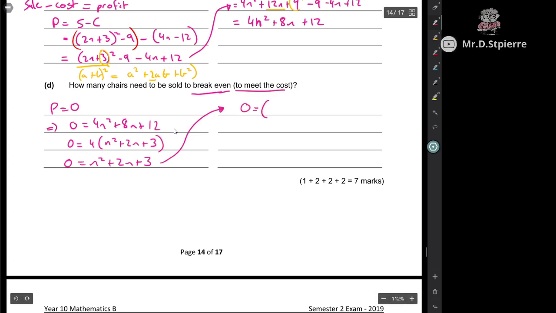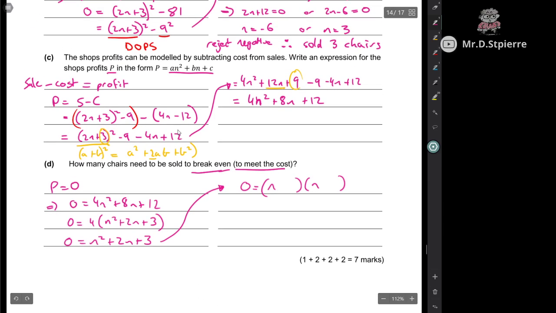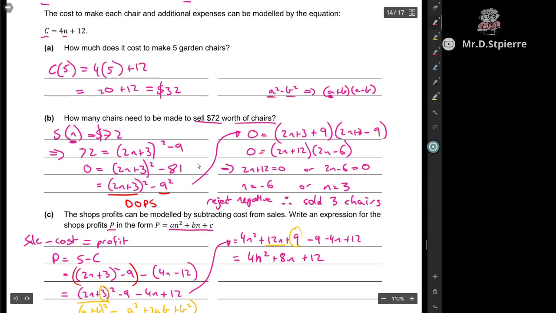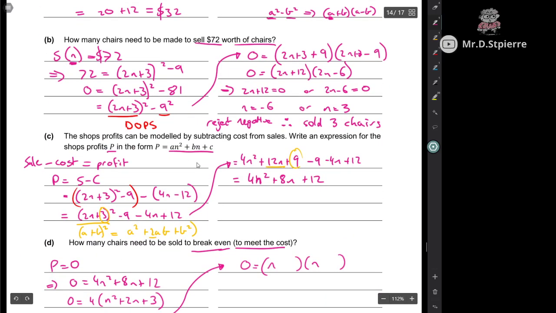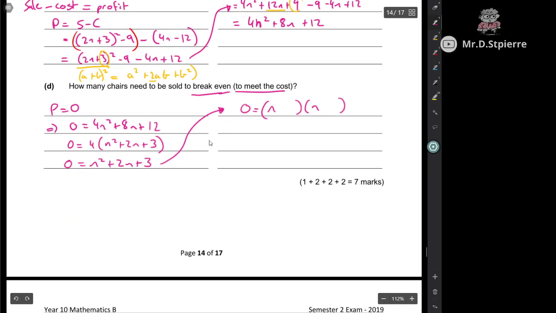And that is going to be much easier to factorize than trying to use the cross method. So we get 0 is equal to n bracket n. So I need two numbers multiplied to give me 3, and add to give me 2. 1 and 3, but 3 can only be made up by 1 and 3, but to get positive 3 it needs to be the minus 1 and minus 3, or positive 1 and positive 3, and neither of them give me a positive 2n. So that's a little bit of an issue, which means there's not an integer solution to this.